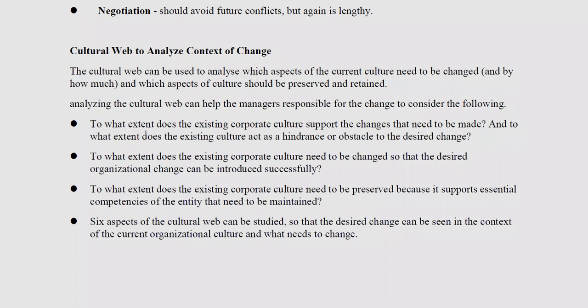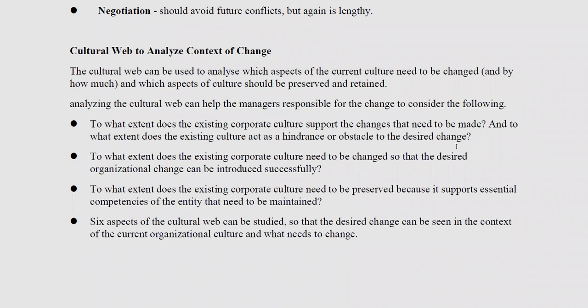To what extent does the original corporate structure support the changes that need to be made? And to what extent does the existing culture act as a hindrance or obstacle to the desired change? So when you're applying the culture web, look at the things that you think should be changed. Like Ron's case, what should be changed and what should not be changed? To what extent does the corporate culture need to be changed so that the desired organizational change can be introduced successfully? So with Ron's case, what should change?